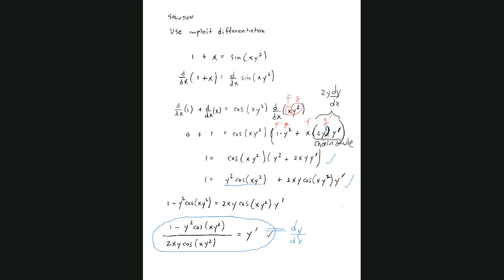Are there any questions at all? Can you simplify out the cosine? Good question, Ian. You cannot, because you have this minus here. If we didn't have the 1 and the minus there, then we could simplify out the cosine xy squared.